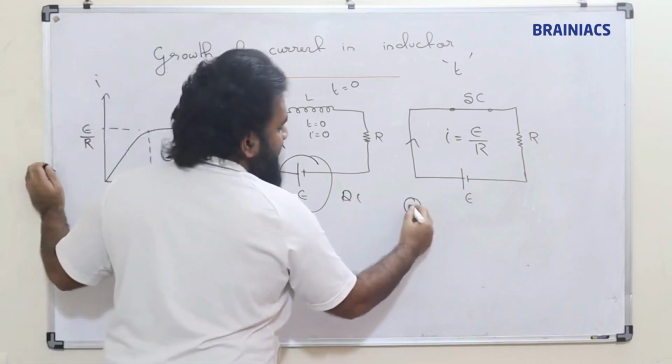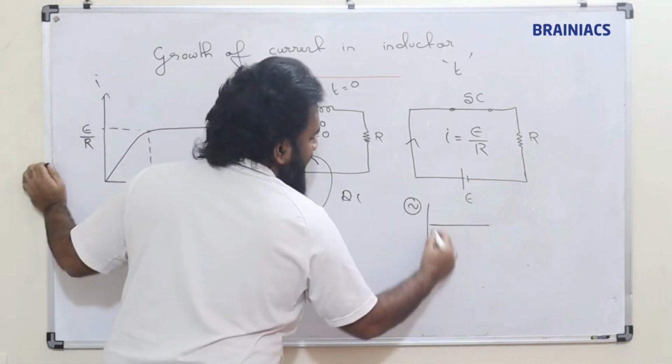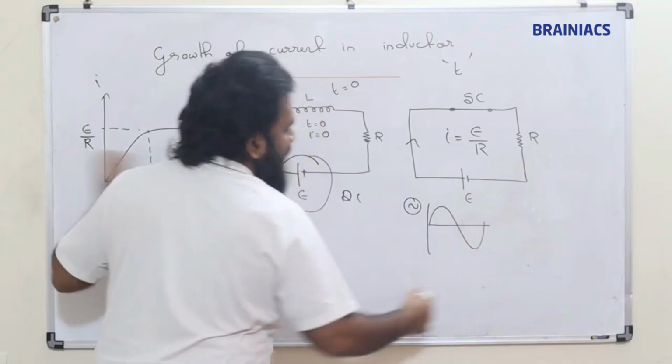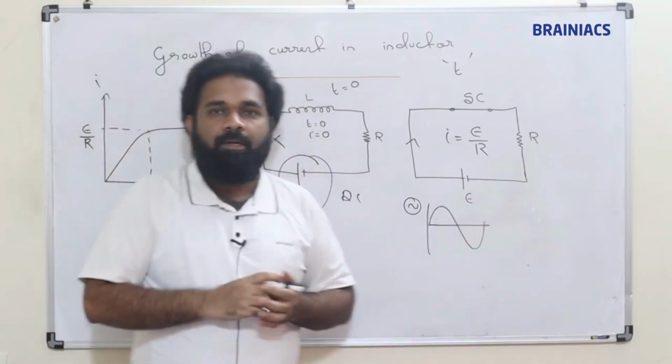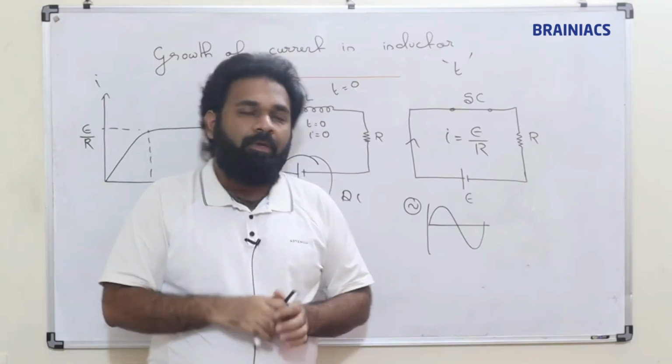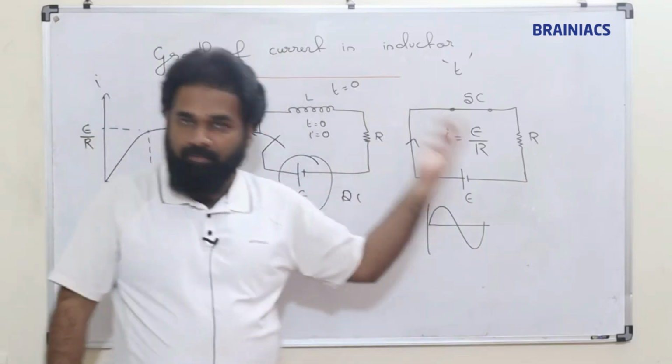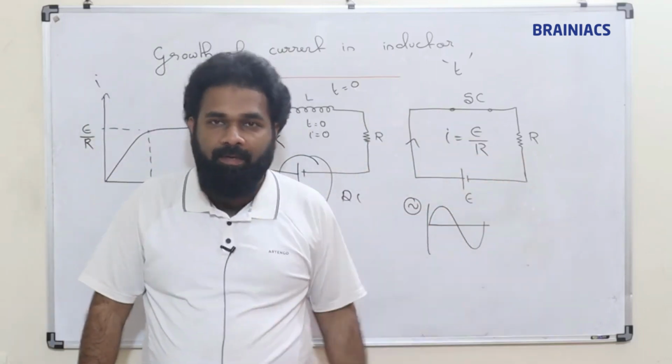If the source is AC, alternating current, what will the current behavior be? The current will not be constant. It keeps on increasing or decreasing. So the inductor behavior will be different, and that we study in the chapter on alternating current.